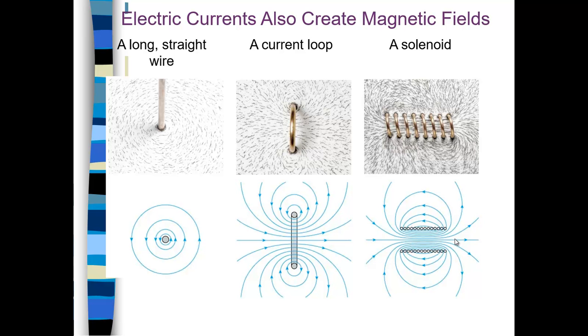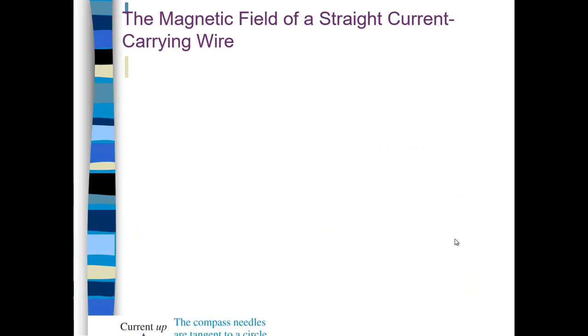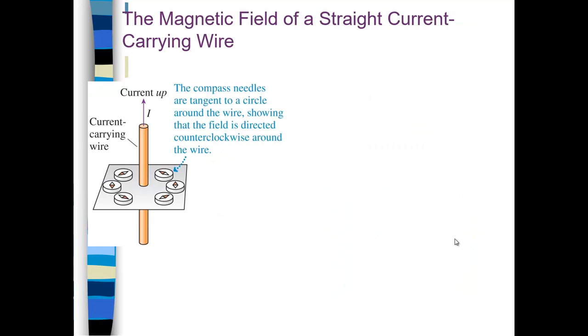Now, let's say you just have a straight wire. Okay, and here's our straight wire, and the current is going up. If the current is going up, then the field is moving counterclockwise. If you take your thumb on your right hand and you have that be the current moving up in the direction of your thumb, then your fingers curl around in a counterclockwise fashion. That's called the right hand rule. Okay, so when current is moving up, then the magnetic field is going counterclockwise.